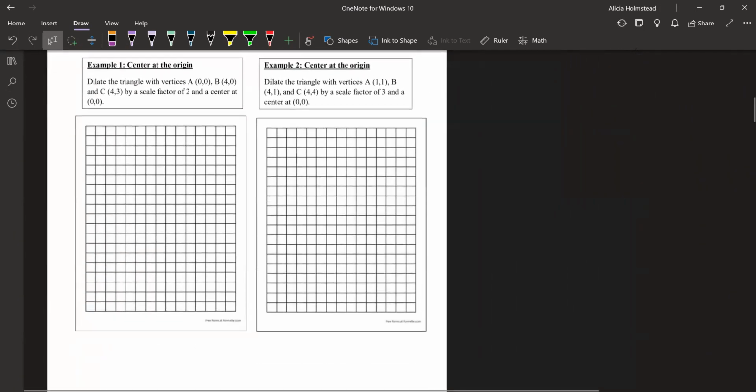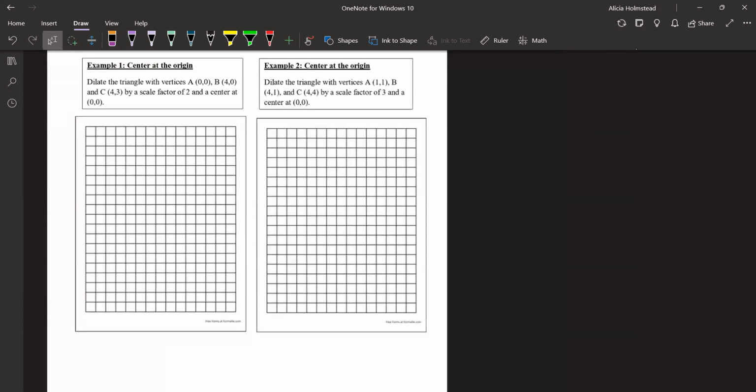Okay, so example number 1. We're going to dilate the triangle with vertices A, which is at 0, 0, B is at 4, 0, C is at 4, 3, by a scale factor of 2 and a center of 0, 0. Okay, so that is important to note there, that our center is at 0, 0. So the next couple examples we're going to do, our center is going to be at the origin.